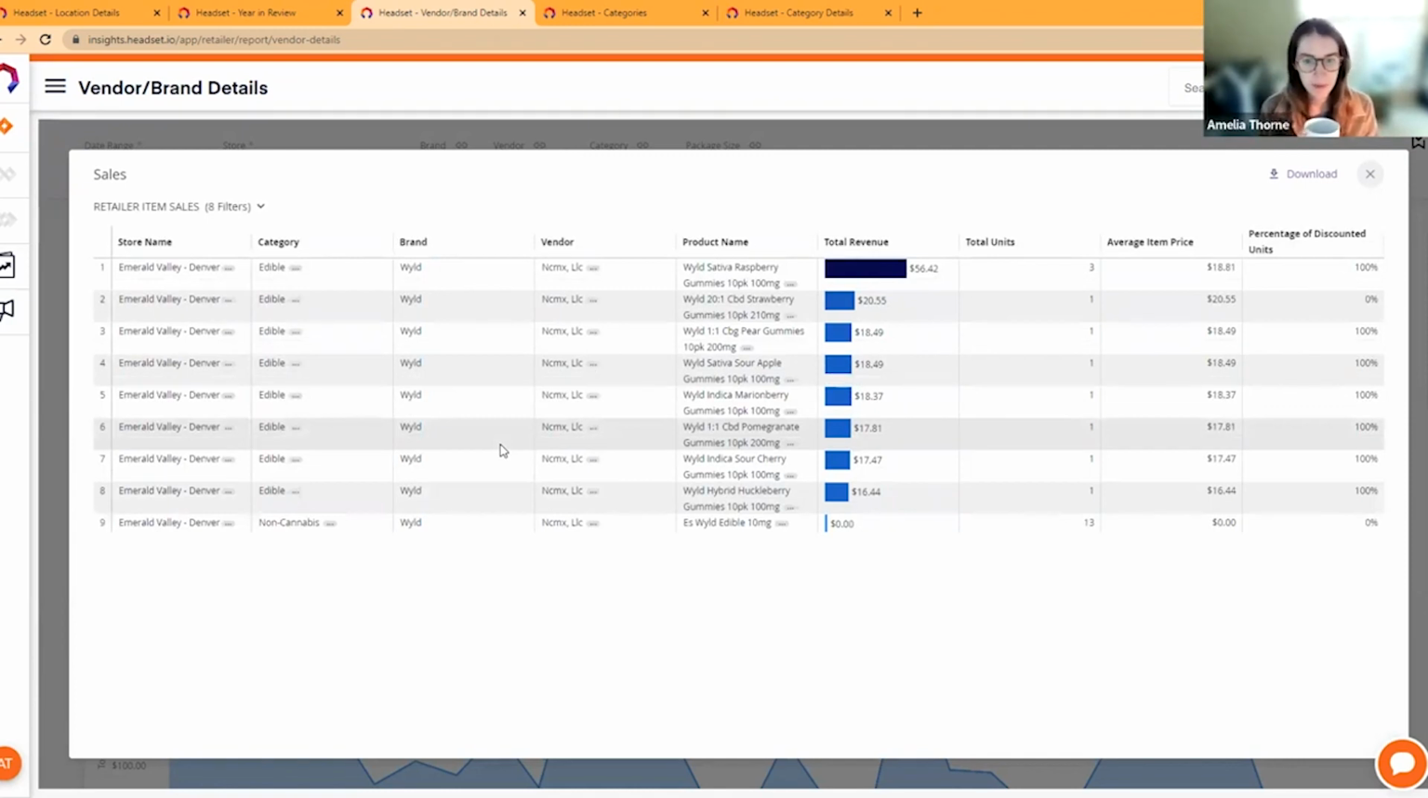So what we can see here, we can likely assume that we did do some sort of promo day. Total revenue for this Wild Sativa Raspberry Gummy, we sold 3 units, which is not that much, but still, we brought in a decent amount of revenue. Average item price was $18.81. Out of all of these units that were sold, it looks like almost 100% of them were discounted at some level. So should the average item price actually be higher? That's what we can start to ask ourselves.